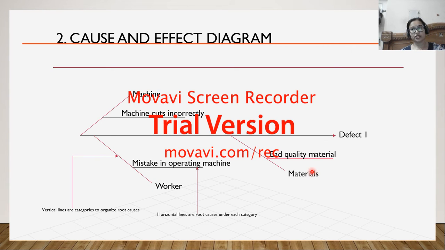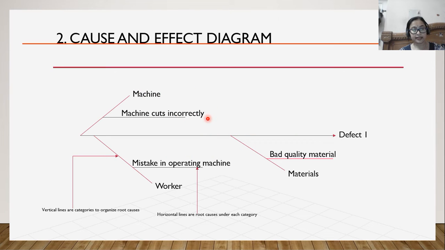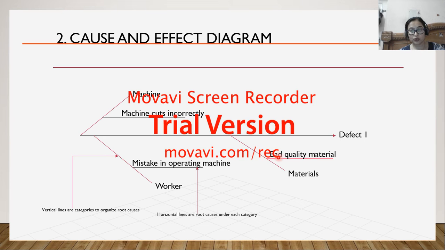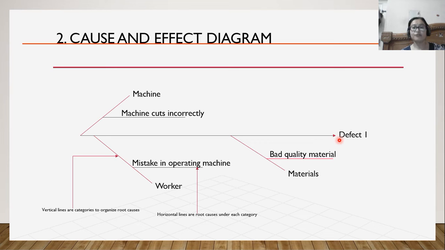worker, and material. And root causes under machine could be that the machine doesn't cut properly, it cuts incorrectly. The worker might be making some mistake in operating the machine, and the raw materials we get might not be of good quality, it might be of bad quality, and that's why leading to our defect 1. In this way, we give a visual representation of all the root causes under all the basic headings or categories.